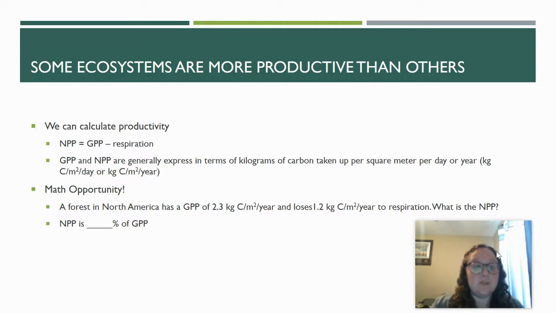Let's suppose that a forest in North America has a GPP of 2.3 kilograms of carbon per meter squared per year and loses 1.2 kilograms of carbon per meter squared per year to respiration. What is the NPP?